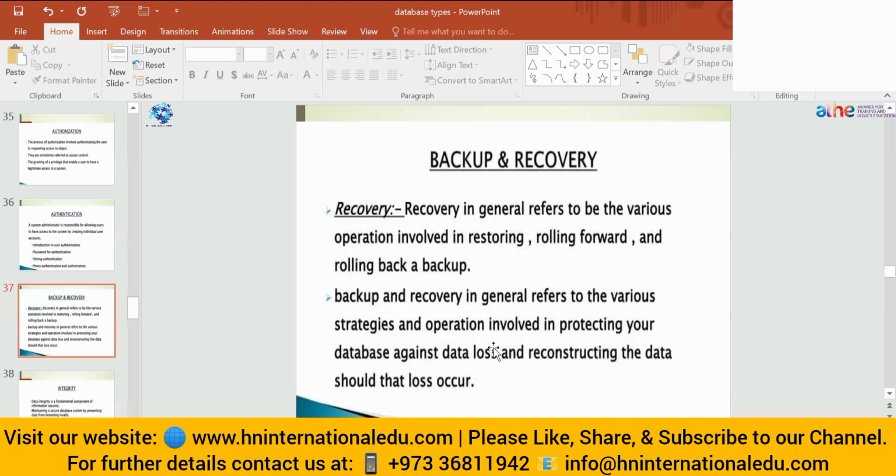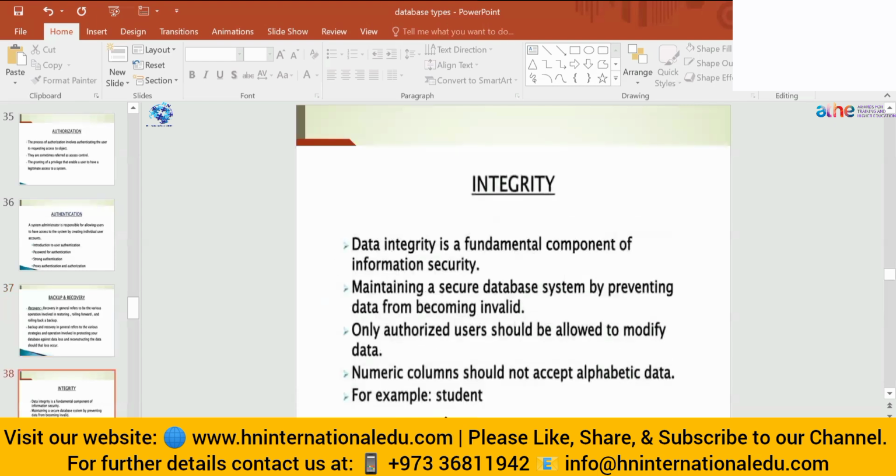Backup and recovery in general refers to the various strategies and operations involved in protecting your database against data loss and reconstructing the data should that loss occur. It means due to the use of backup and recovery, our data will be protected from data loss, or by reconstructing the data should that loss occur.